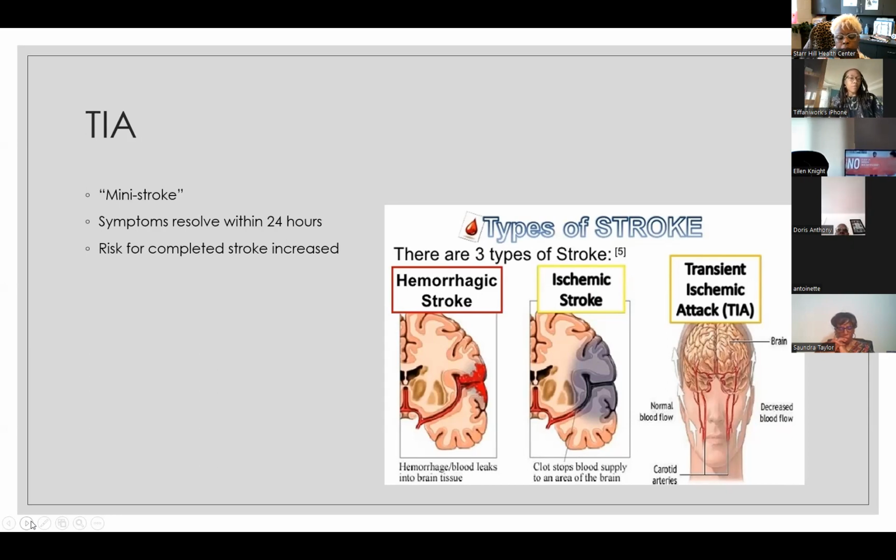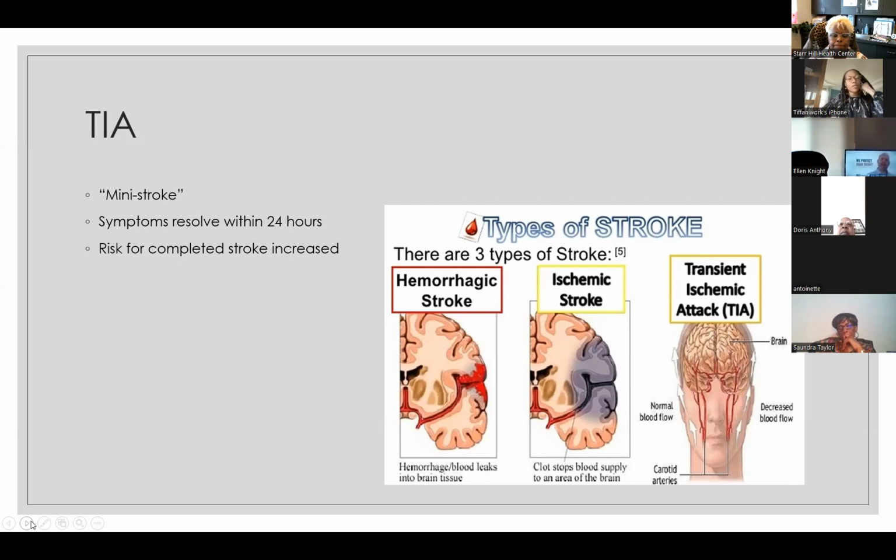Because the problem with a transient ischemic attack means your risk for a completed stroke is increased. What happens with a transient ischemic attack could be that you had a small blood clot that went into the blood vessels of the brain, but it actually broke down. Your body was able to break it down pretty quickly. So the tissue did not die. But the problem with that is that you could have another stroke.